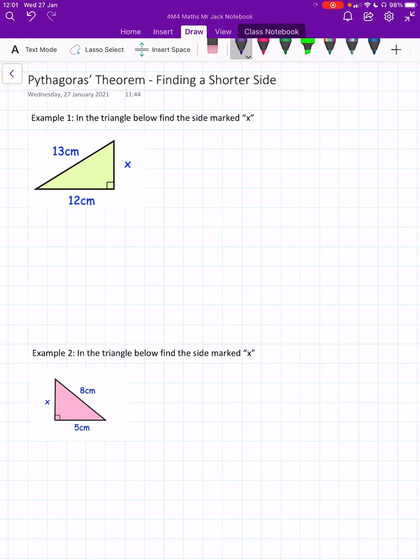Hello, fourth year. In this video, we are going to be using Pythagoras' theorem to find one of the two shorter sides of a right angle triangle. So far we've used Pythagoras' theorem to find the hypotenuse, all right? We're now going to use it to find one of the two shorter sides of the triangle.